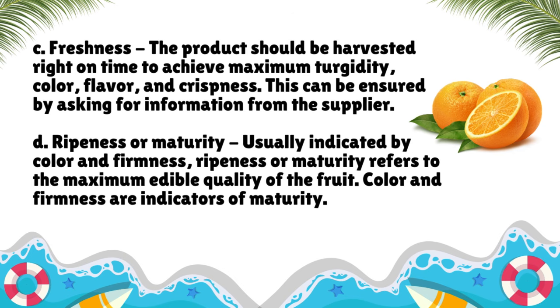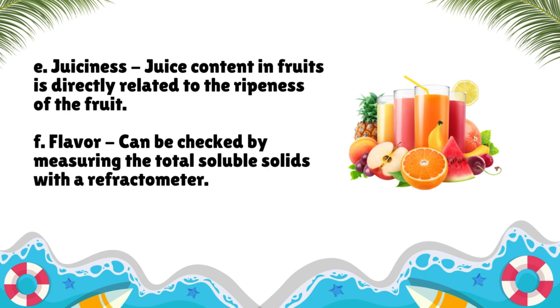D. Ripeness or maturity, usually indicated by color and firmness. Ripeness or maturity refers to the maximum edible quality of the fruit. Color and firmness are indicators of maturity. E. Juiciness. Juice content in fruits is directly related to the ripeness of the fruit. F. Flavor can be checked by measuring the total soluble solids with a refractometer.